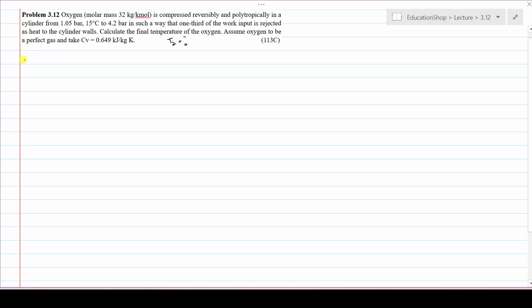Let me write first the given data provided in the statement. The molar mass of the gas is 32 kg per kilomole. Initial pressure P1 before compression is 1.05 bar. The final pressure P2 is 4.2 bar. Temperature T1 is 15 centigrade. Add 273 to convert into Kelvin, which gives 288 Kelvin. We need to calculate the final temperature T2.